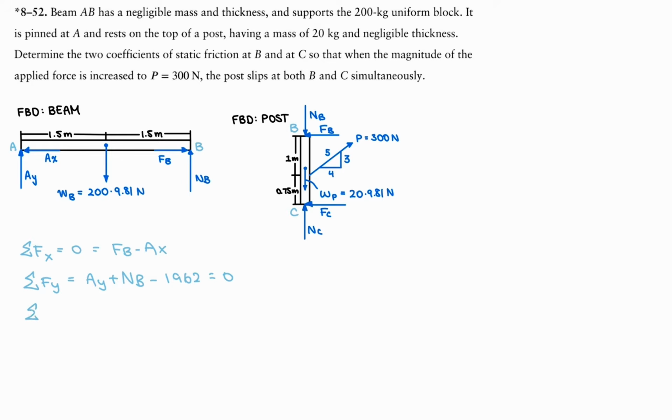And we'll take the moments about the z-axis at point A. That's just going to be negative 1.5 times our weight plus 3 times NB. Okay, do the same for the post.